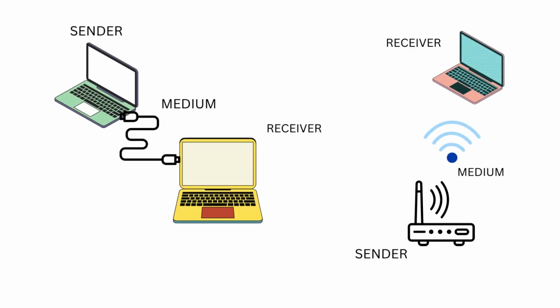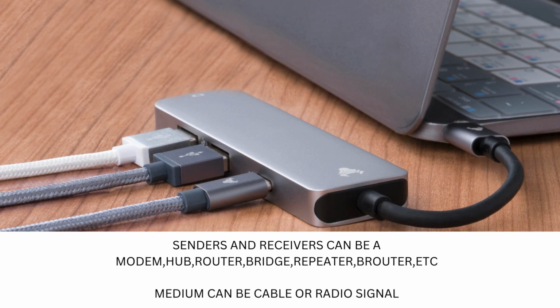In technical terms, they can be referred to as a transmitter and receiver, though basically the network has a transmitter, receiver and a medium. A transmitter or sender can be a variety of devices such as a hub, router, bridge, repeater, or gateway. When the transmitter and receiver are housed within the same device, they are referred to as transceivers.